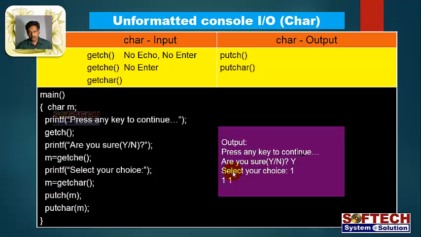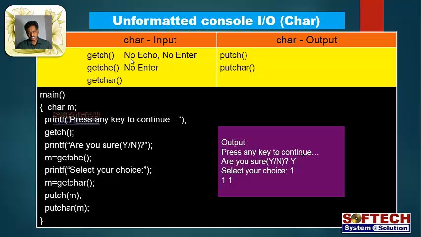The next one is "Select your choice". It displays "Select your choice". The cursor waits to accept the character, then we press a character, then we want to press the enter key to indicate the end of the input. It displays on the screen, then we want to press the enter key. So it is echo and enter. So getchar displays and we want to press enter. getche displays but we don't want to press enter.